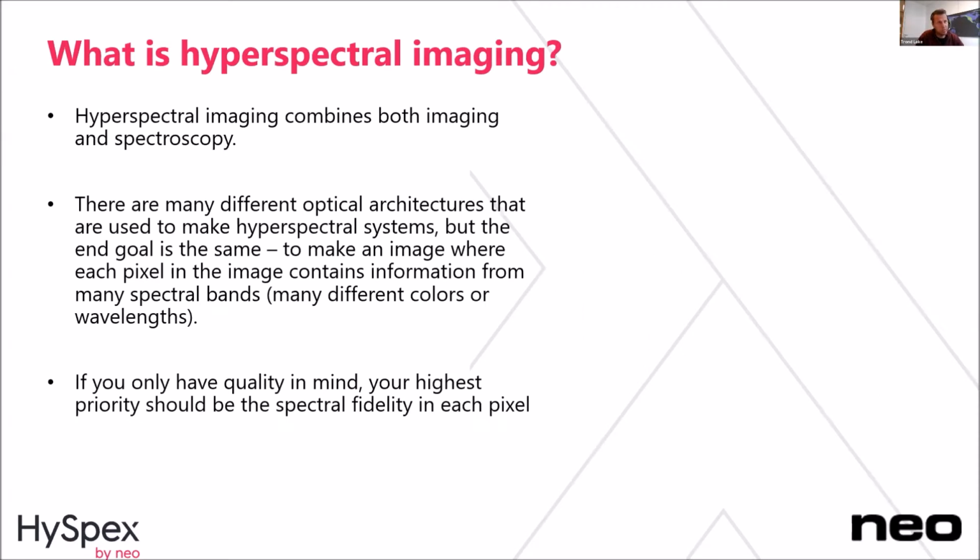What is hyperspectral imaging? That was mentioned in the last presentation, right? And as I also mentioned, there are many types of optical architectures. But the goal is the same, to make pixels where you have several, for hyperspectral, hundreds of colors or bands. So if your main focus is quality, your highest priority should always be spectral fidelity in each pixel.